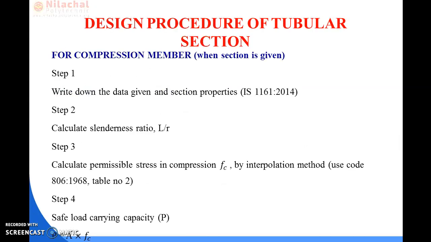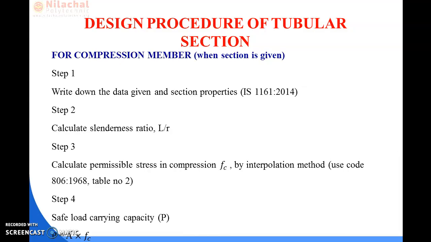Now we come to the design procedure of the tubular sections. As I told you before, tubular sections can be used as a compression member as well as a tension member, because most of the time these sections are used for truss making and also roof making works, where rafter type sections are also used as tubular sections.